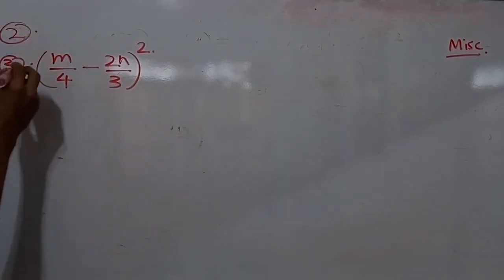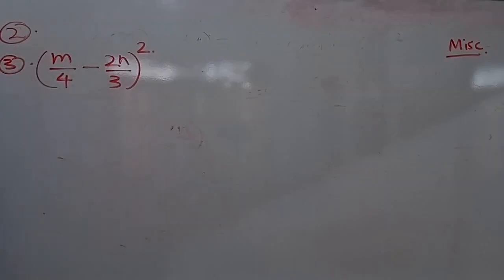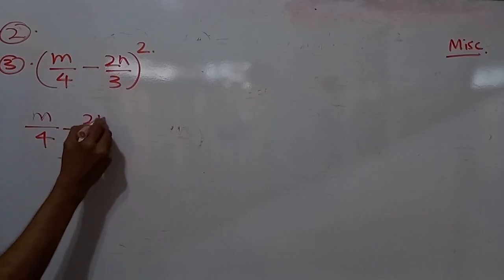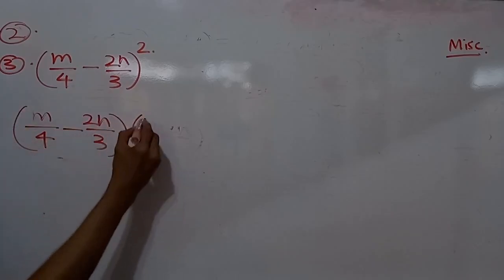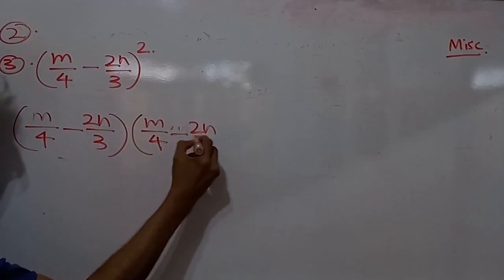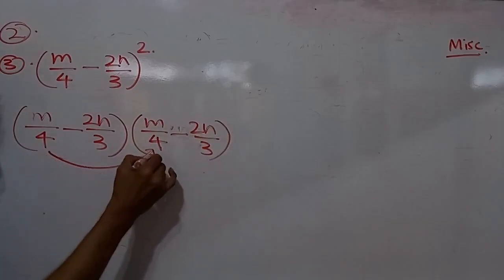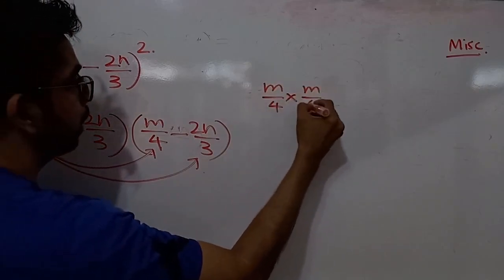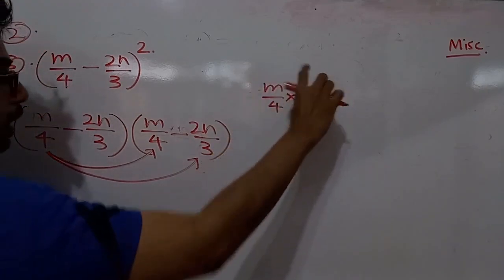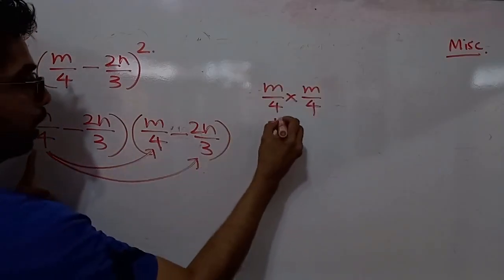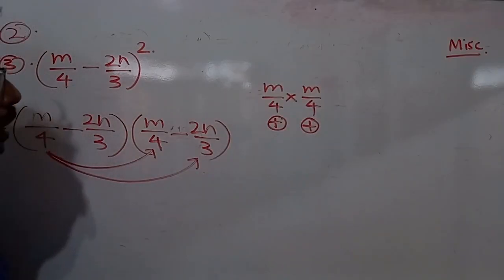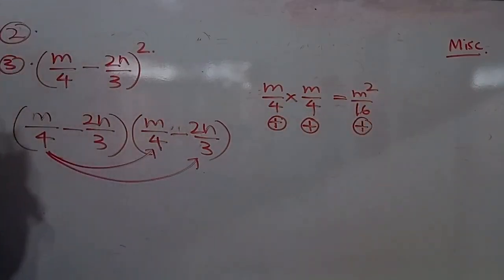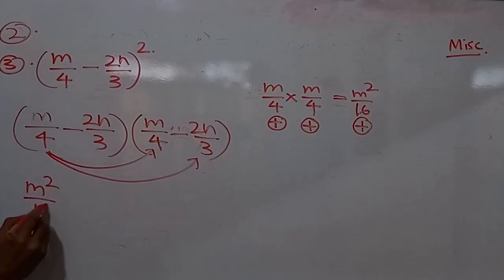Right. Question number 2, part 3. This is the expression that we have to simplify. So we can write this as M by 4 minus 2N by 3. So from here to here, then here to here. Right? So M by 4 into M by 4. First, just write the fraction, then write the sign. M squared by 16 and also this is a positive value. Right? So M squared by 16.